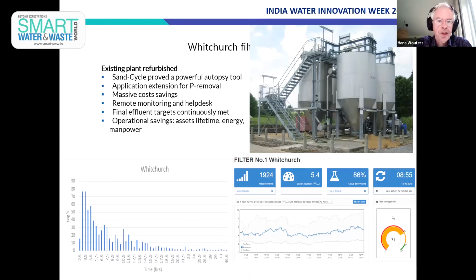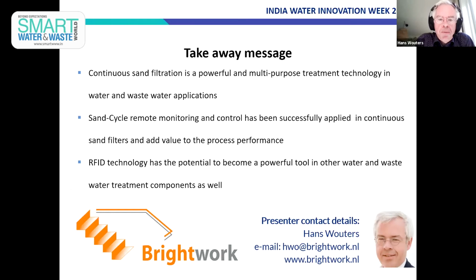The next sheet is the last sheet. What is my takeaway message?